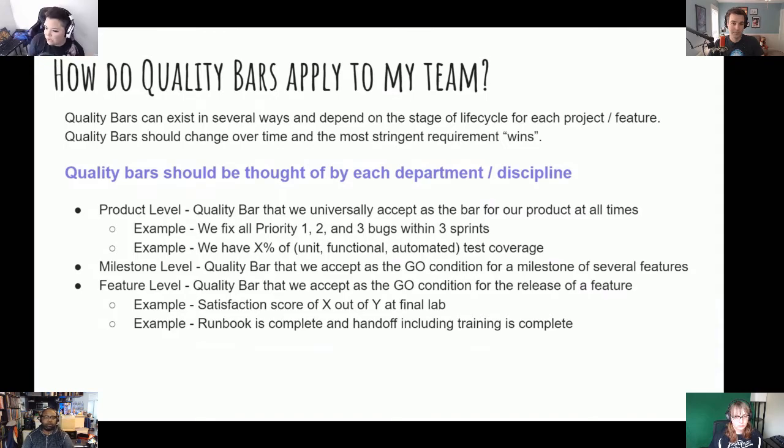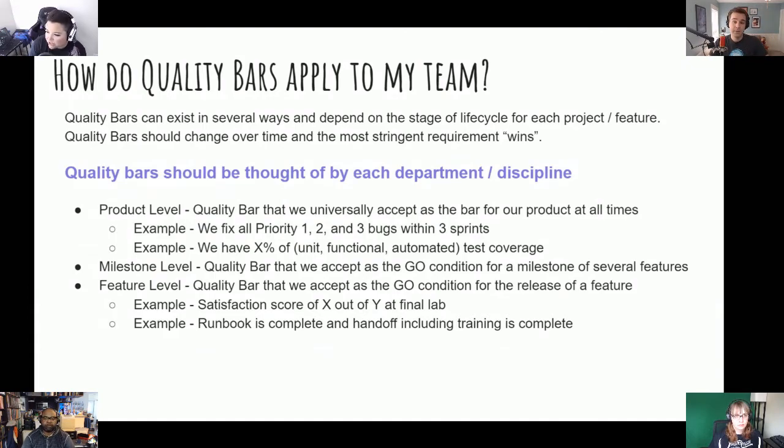And the other one I've got is we have X percent of unit functional automated test coverage, right? That is us as a quality team or as an engineering team saying, this is the minimum bar. You may exceed it at any point in time. So again, these are minimums. Oh, that's a good way to look at it. Like this is a minimum. We have to at least do this. Yes. Feel free to go above and beyond. But we have to do at least this or else we've got some problems and we need to reassess and discuss things.